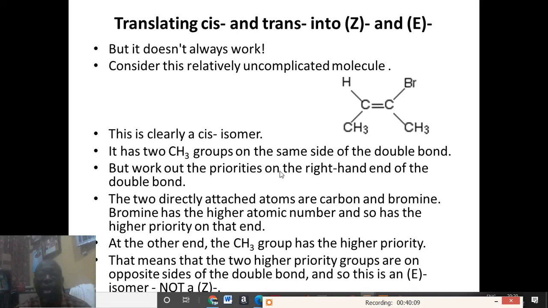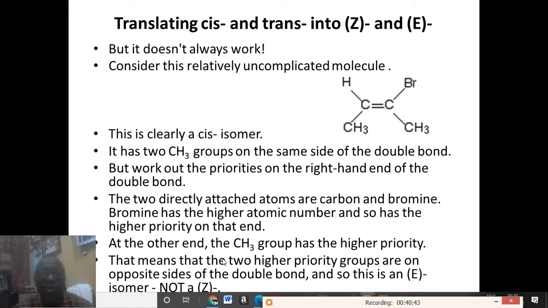But work out the priorities on the right hand end of the double bond. On the right hand, we have methyl, we have hydrogen. This is carbon, this is hydrogen. Carbon will rank higher, this is 1. Hydrogen will rank 2. Then we go to the other end, methyl, bromine. Bromine will be 1, methyl will be 2. So in this case, 1, 1, they are on opposite sides. So this is cis, but it is E, not Z.